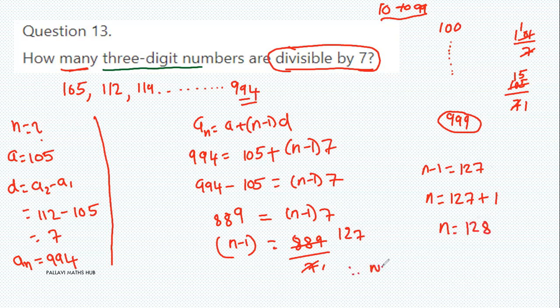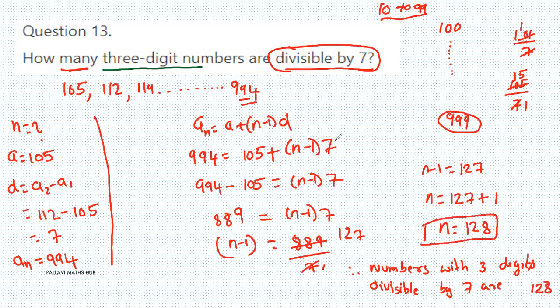Therefore, what is the question? How many 3-digit numbers are divisible by 7? Yes, this is the question. Is it right? So the 3-digit numbers divisible by 7 are how much? 128. So this is the final answer.